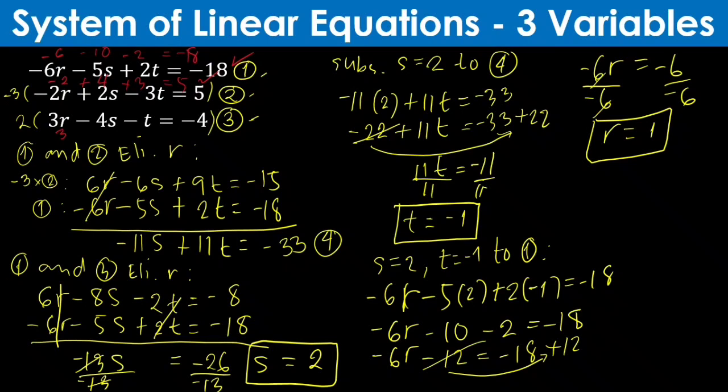And this one, 3 times our r is 1, this is 3. Then 4 times s is 2, this is negative 8. Then t is negative 1, that's plus 1. And put this together, it gives us negative 4. And the values of our r, s, and t satisfies all equations. So therefore, the solution set, we are very confident that our r is 1, the s is 2, and then the t is negative 1.